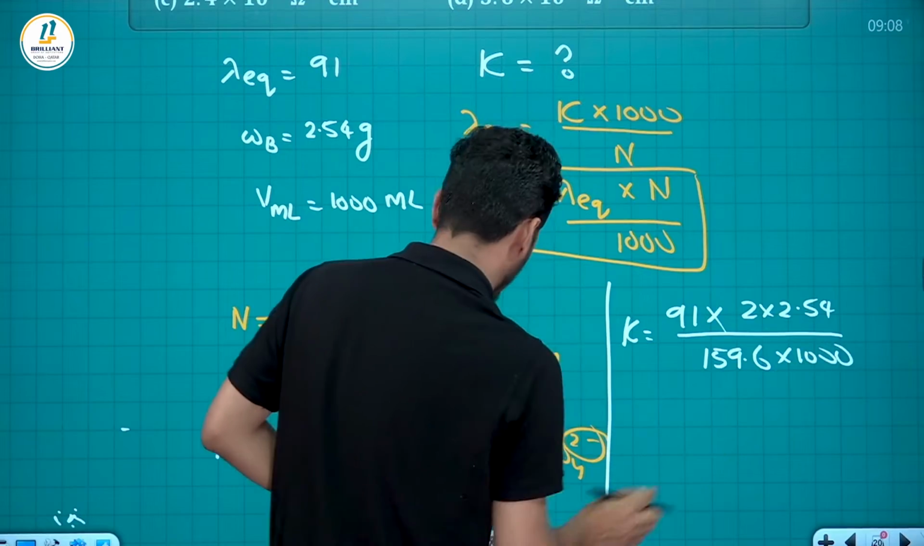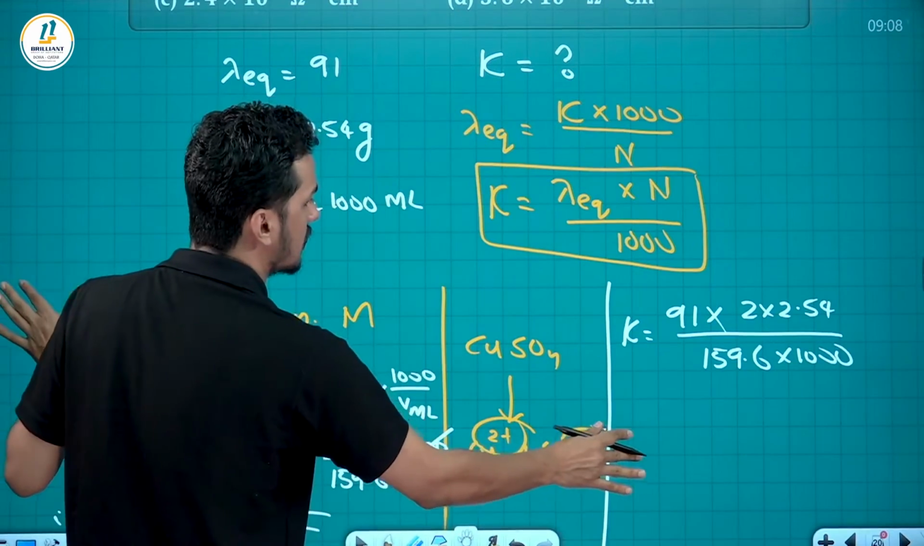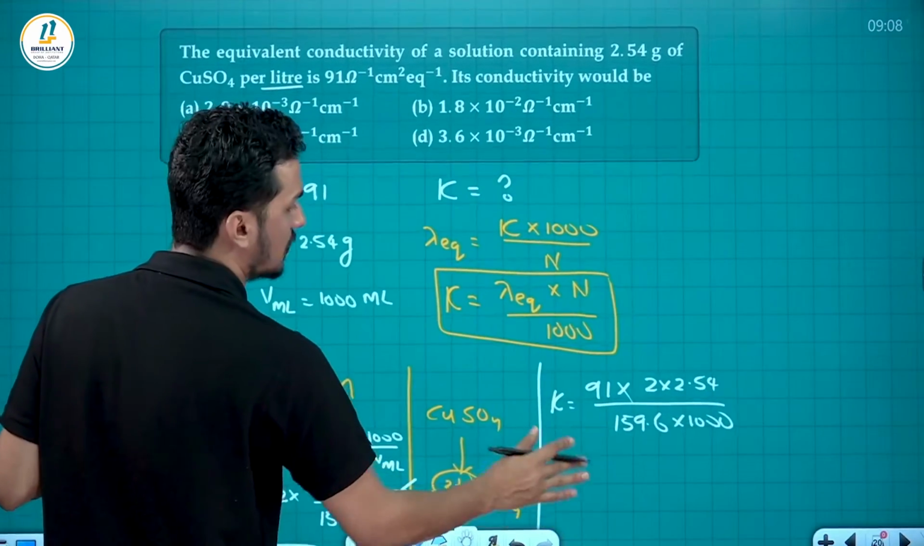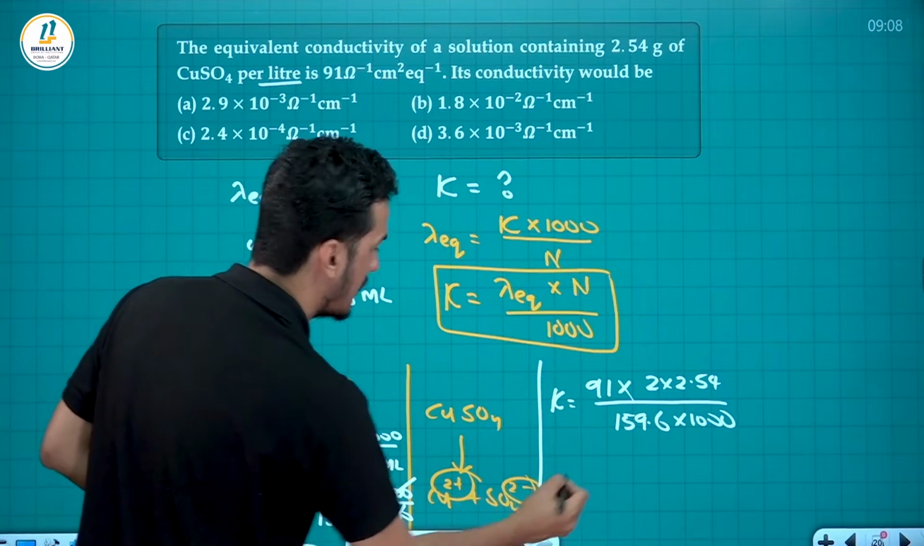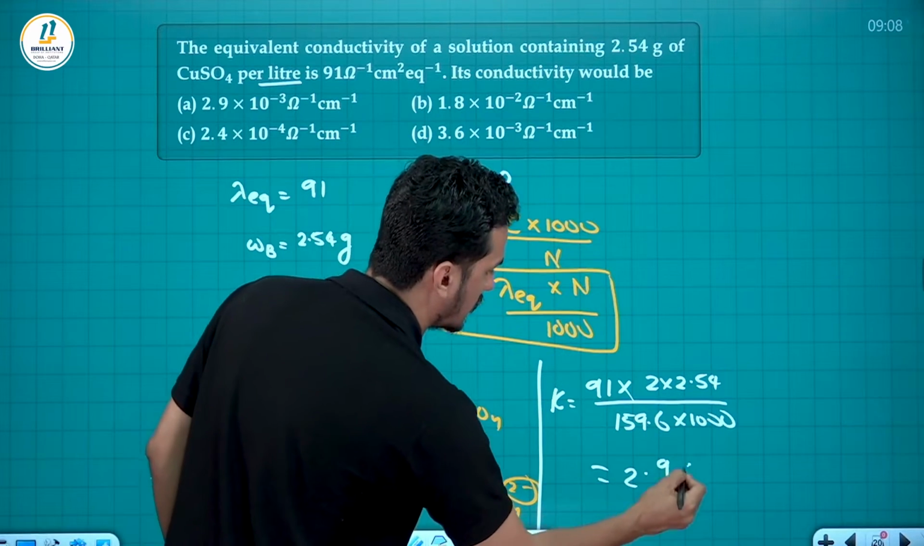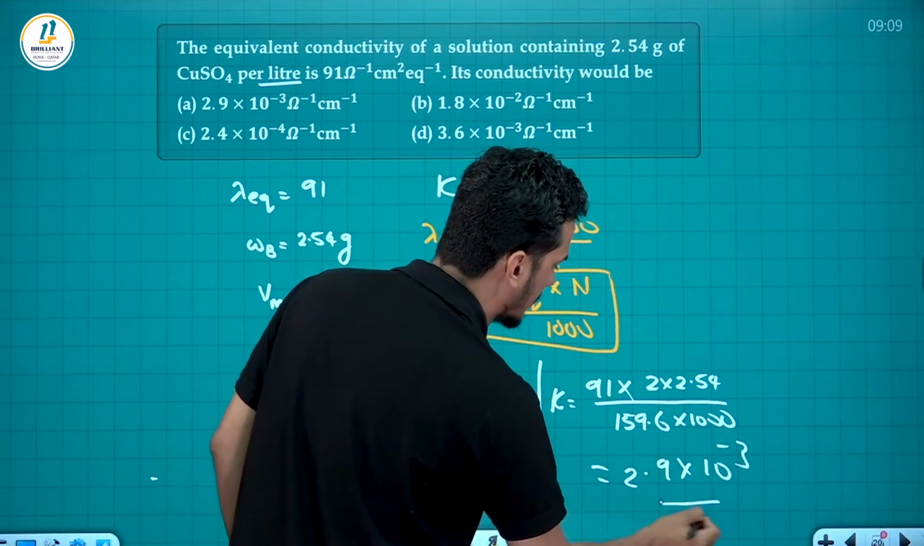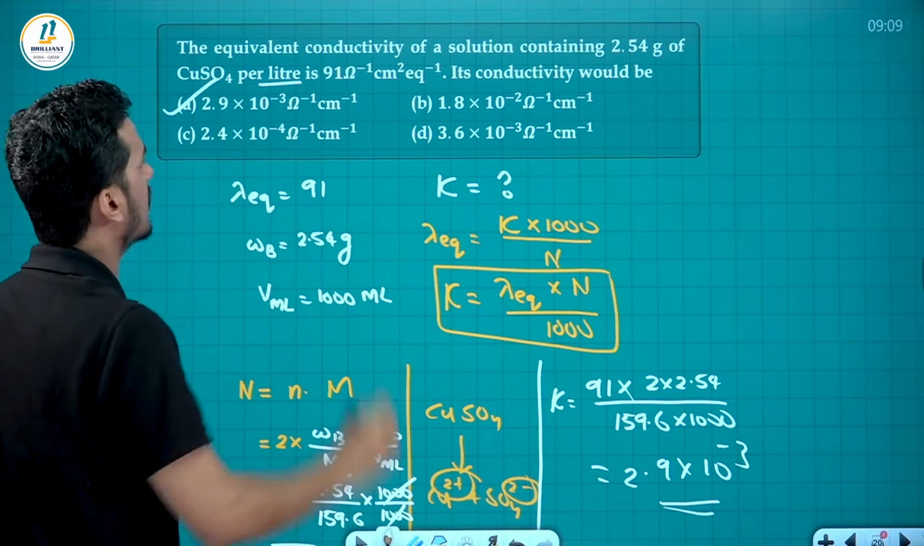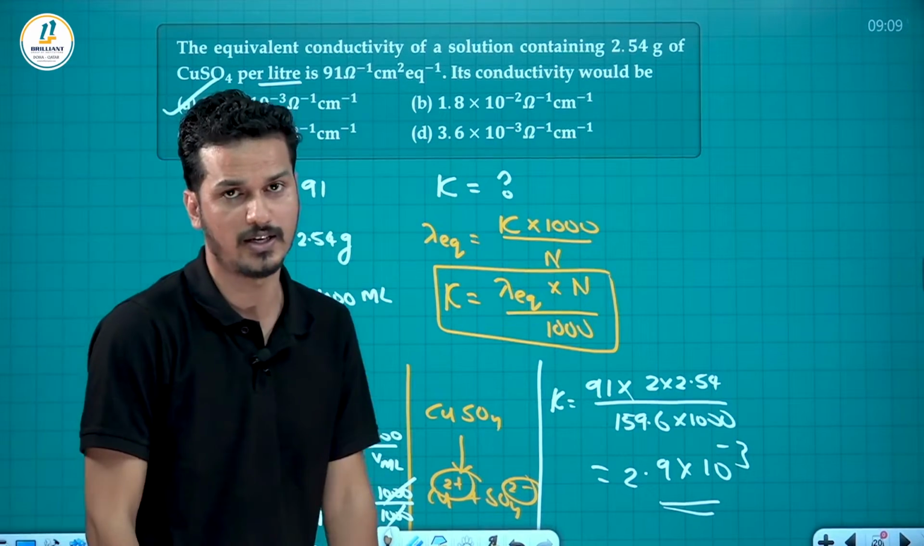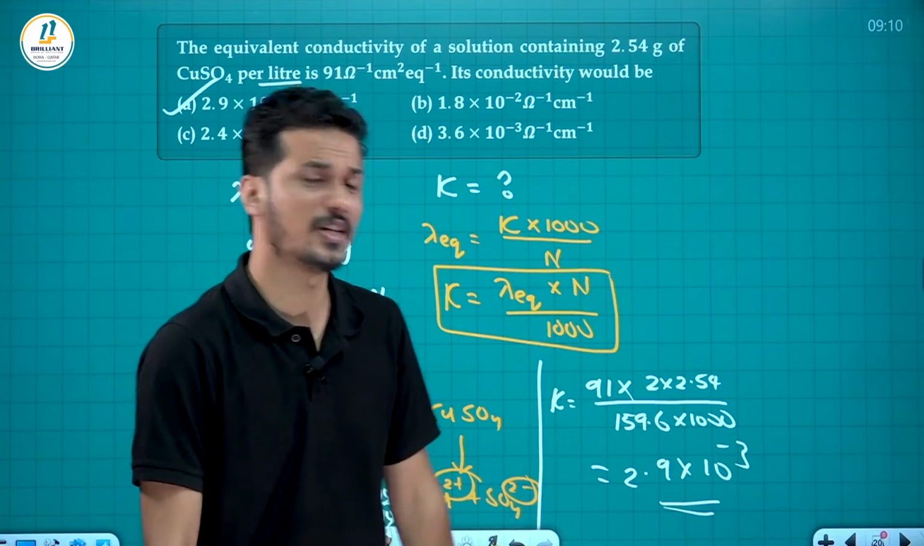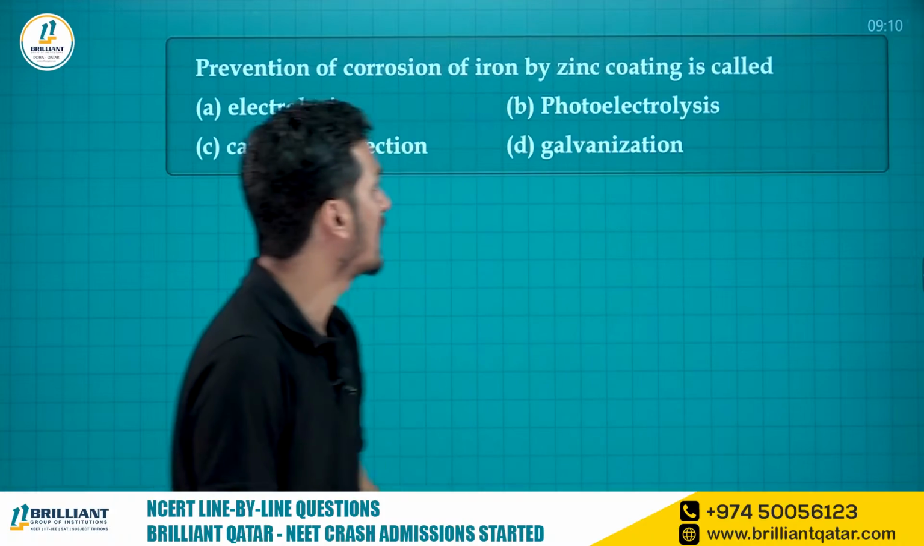While you are solving this one, you can see the options. Listen to me very carefully. While you are solving this one, you will get the answer 2.9 into 10 raised to minus 3. Option A is the correct answer. I hope you guys got it. Okay, yes. Then we can go to the next question. This is the next question, guys.